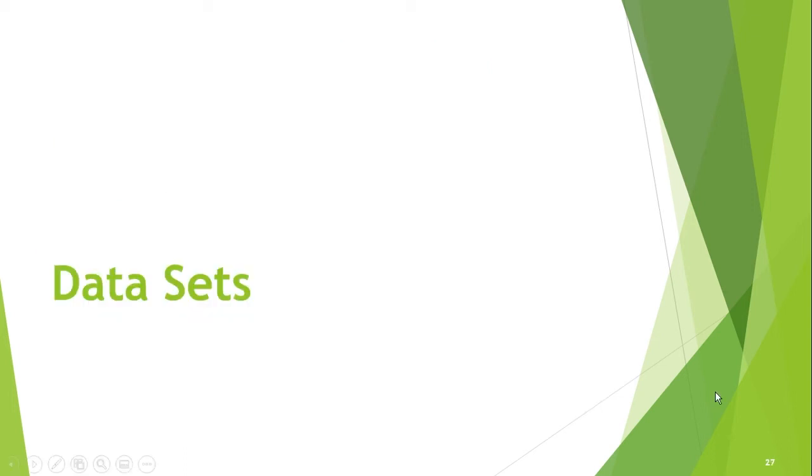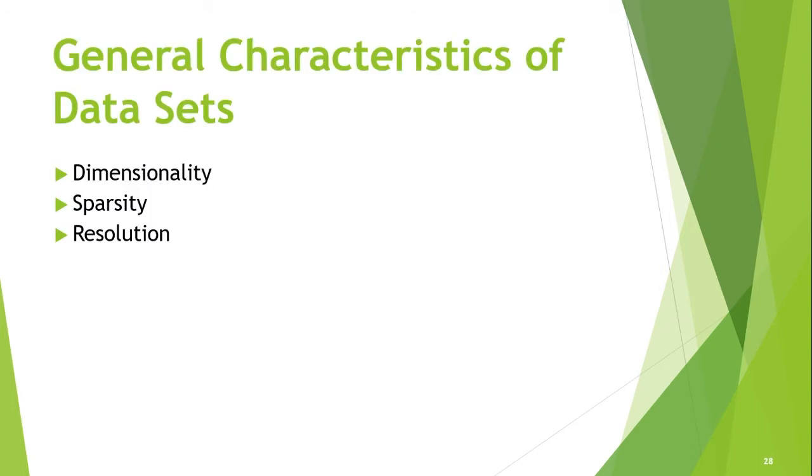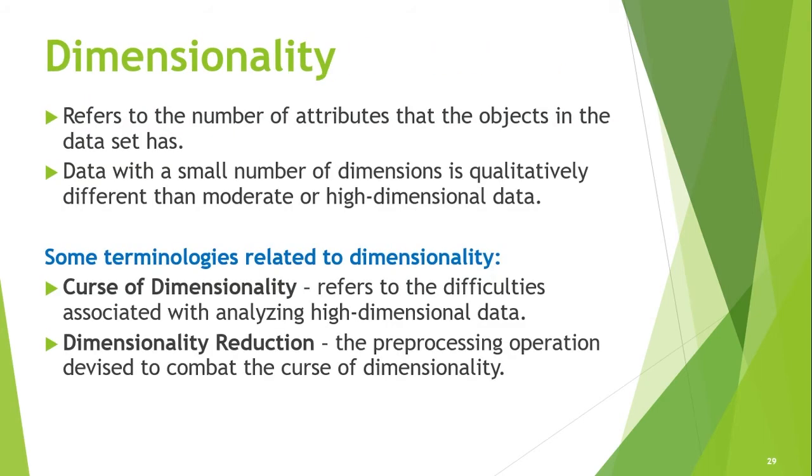And now for the data sets. Let us now discuss the 3 general characteristics of data sets that have a significant impact on the data mining techniques, namely the dimensionality, sparsity, and resolution. Let's discuss each. Let's start with dimensionality. Dimensionality refers to the number of attributes that the objects in the dataset has. Data with a small number of dimensions is qualitatively different than moderate or high-dimensional data.